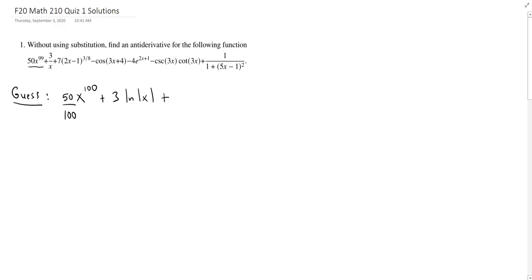All right. So our next function will be the 7 times 2x minus 1 to the 3/8. This is actually where there was a mistake. So first things first, there's a 7, which I can just put out in the front. All right, now I have 2x minus 1, which is not just an x. If it was just an x, I'd be super happy. But I'm going to pretend it was just an x, in the sense that I'm just going to copy this like it was an x.